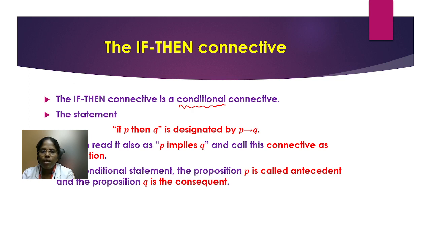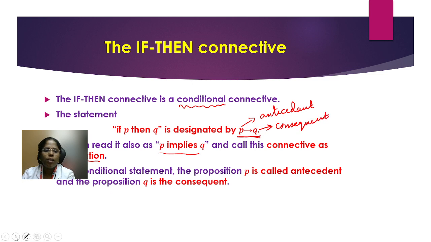If P then Q. If there is a statement P, then you will get the conclusion Q. So it is represented as P implies Q. We read it as P implies Q and call this connective implication. In a conditional statement, the proposition P is called the antecedent and Q is called the consequent. Keep in mind these two words.